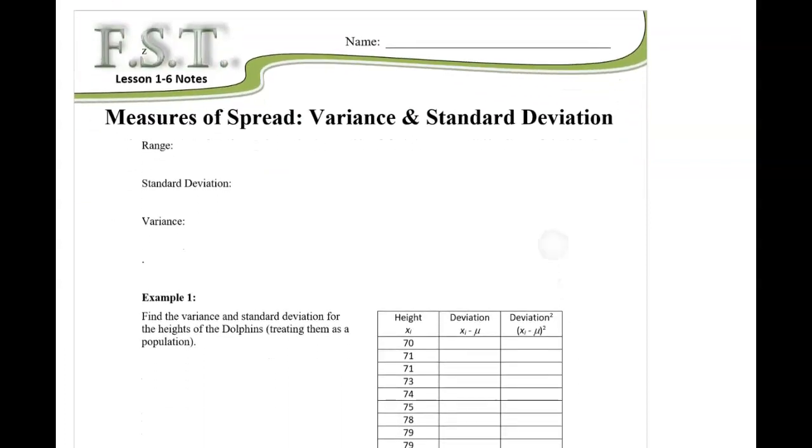All right, 1.6 is measures of spread. Specifically, we'll talk about variance and standard deviation. So first of all, a range is just our maximum value minus our minimum value.